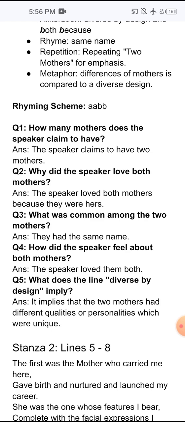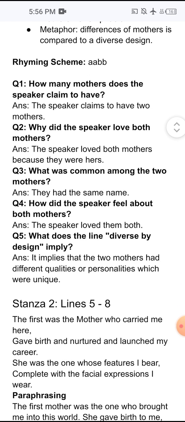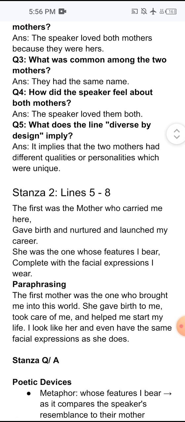How many mothers does the speaker claim to have? The speaker claims to have two mothers. Why did the speaker love both mothers? The speaker loved both mothers because they were hers. What was common among the two mothers? They had the same name. How did the speaker feel about both mothers? The speaker loved them both. What does the line 'diverse by design' imply? It implies that the two mothers had different qualities or personalities which were unique, and these qualities are both physical and mental.